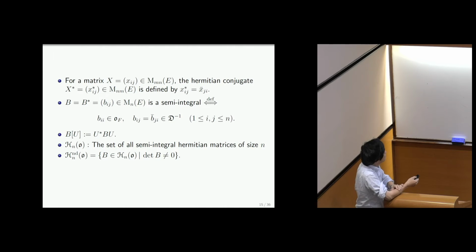Then H_n(O) is the set of all semi-integral Hermitian matrices of size n, and H_n^{nd}(O) is the set of non-degenerate semi-integral Hermitian matrices.